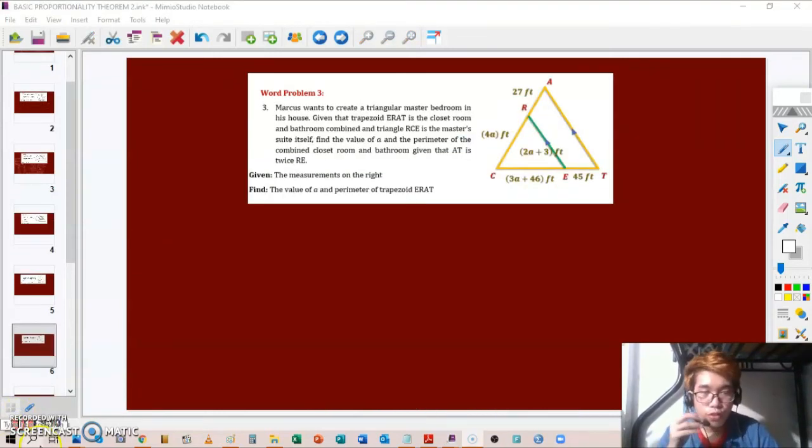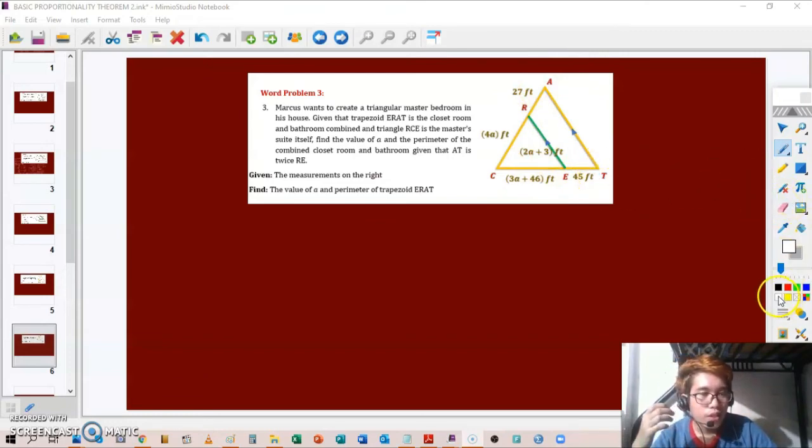So for this third problem, let's read. Marcus wants to create a triangular master bedroom in his house. Given that trapezoid ERAT is the closet room and the bathroom combined, and the triangle RCE is the master suite itself, find the value of A and the perimeter of the combined closet room and bathroom, given that AT is twice RE. So we want to find the perimeter of this trapezoid ERAT and also the value of A.